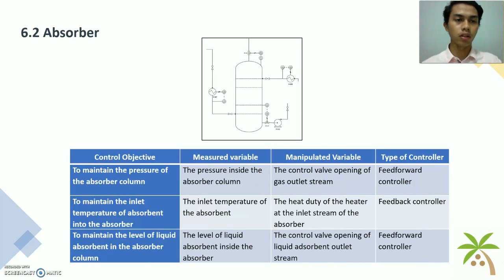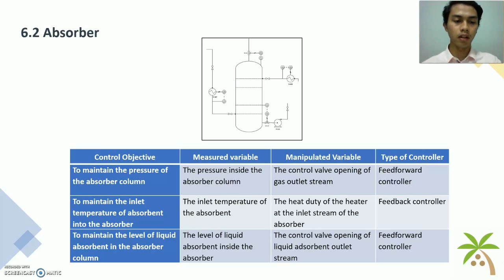The next one is also a major equipment, which is the absorber. There are also 3 control objectives for this equipment. The first one is to maintain the pressure of the absorber column, and the manipulated variable is the control valve opening of the gas outlet stream, and the type of controller used is a feed-forward controller.